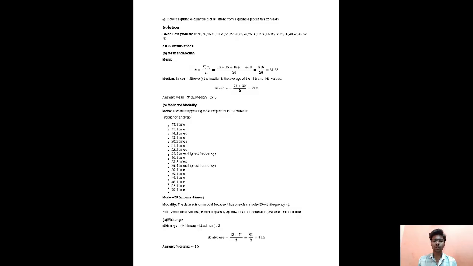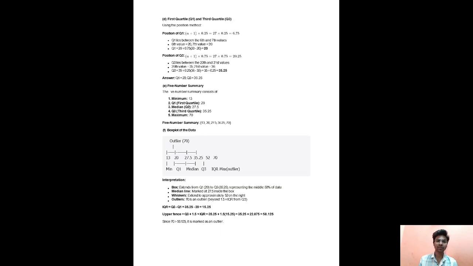Let's move on to section C. Mid-range equals (minimum plus maximum) divided by 2, so the right answer is 41.5. Now the first quartile of question 1 and the third quartile of question 3, using the position method. You can see the formula in the PDF. So the right answer for Q1 is 20 and for Q3 is 35.25.